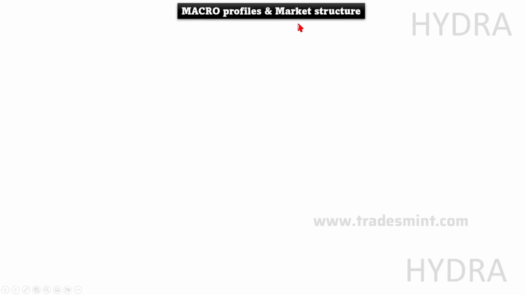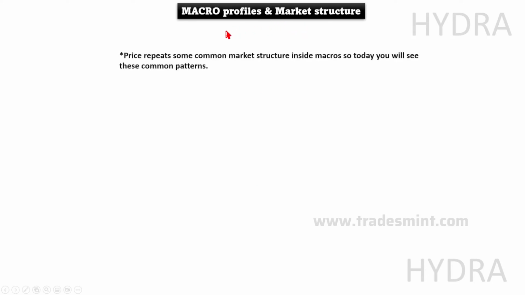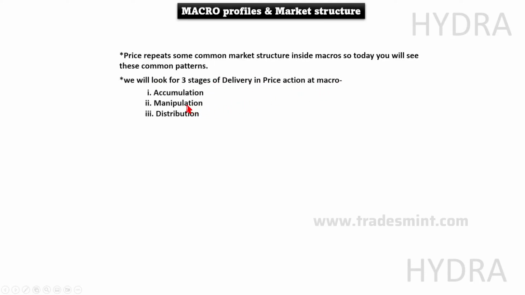Let's discuss something before we start our first topic. Let's talk about AMD. Price repeats some common market structure inside macros. Today we'll see these common patterns, and the six or seven patterns that I'm about to share with you all are gonna repeat again and again, as I'm saying. We will look for three stages of delivery in price action at macro: accumulation, manipulation, and distribution. These are the three phases that will occur inside the 20-minute time interval.